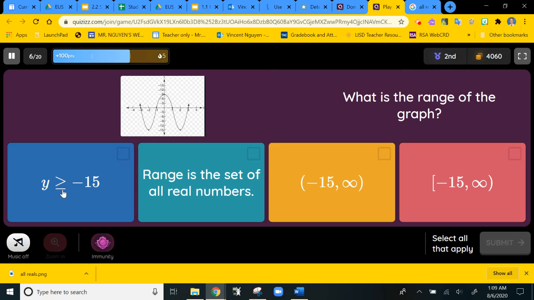Oh, this one is correct. It's an inequality symbol, but it's correct. y value greater than -15. That's what we said, right? All the way up. So the range is a set of all real numbers. That is not correct. -15 to infinity. This seems correct, but the problem is they did not include the -15 as we're supposed to. We're supposed to include the -15, right? There are those dots right there. And this one actually includes the -15. So I am going to pick that one and the first one.